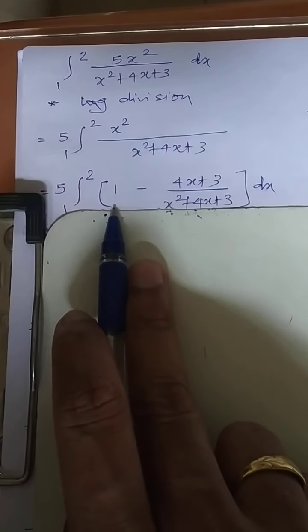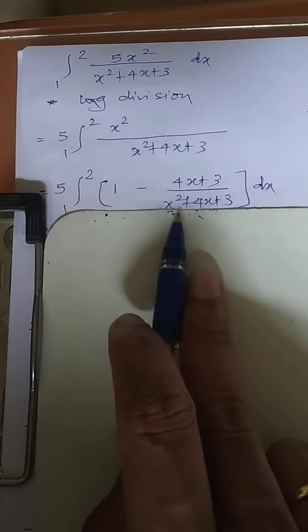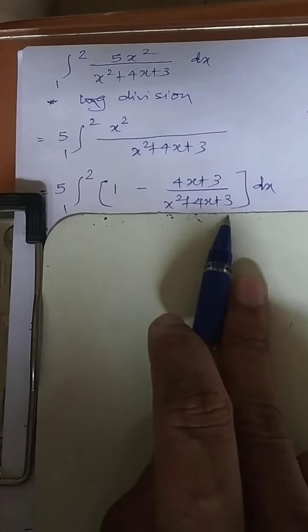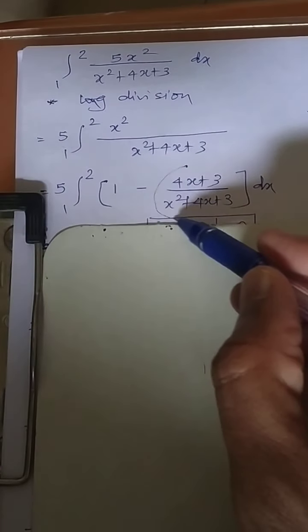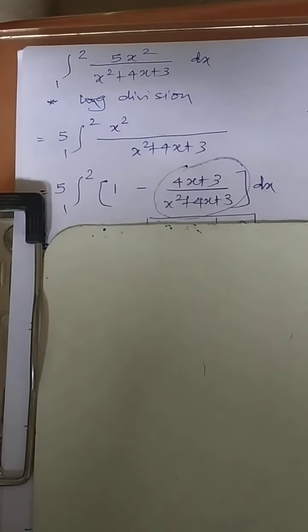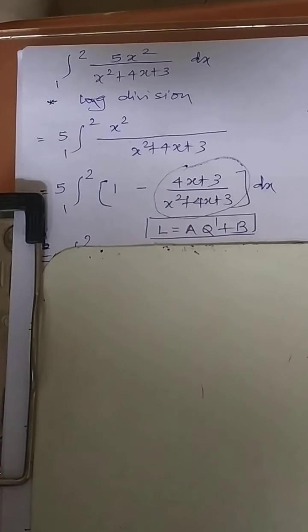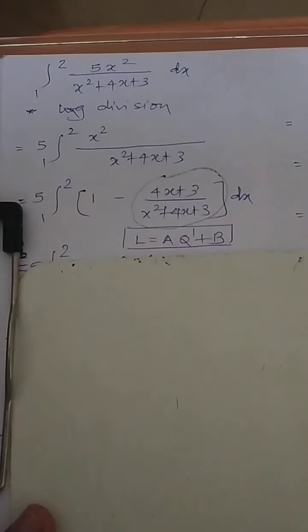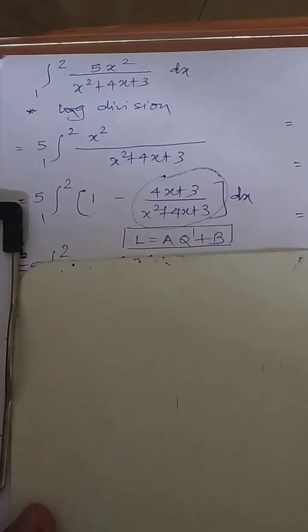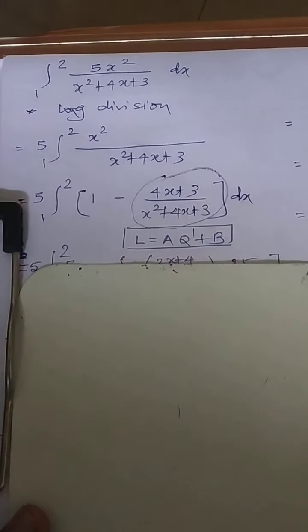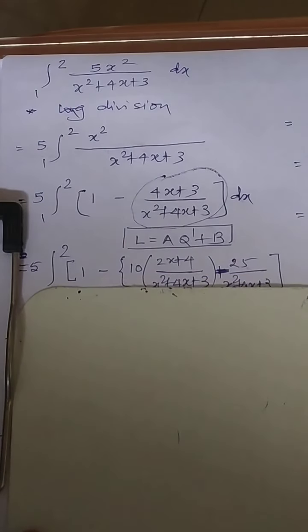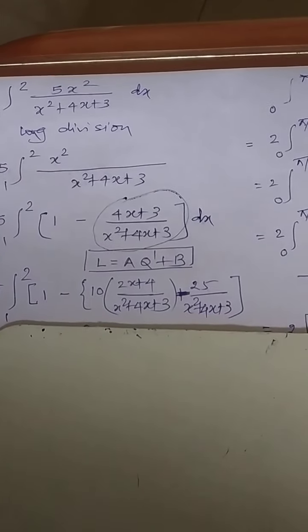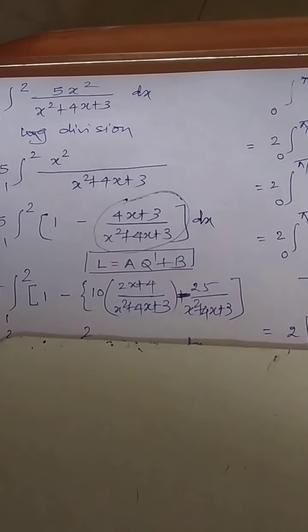You will be getting 1 as the quotient, minus 4x plus 3 upon x square plus 4x plus 3. Now if you see, this question is also one we have learned: the numerator is linear and the denominator is quadratic. Can anyone tell? Linear is equal to a into the quadratic's derivative plus b. So arrange it in that way. Try to find out the values of a and b. I am waiting here. This one will be as it is. So it can be arranged like that. The a value is nothing but 10 and the b value is nothing but minus 25.